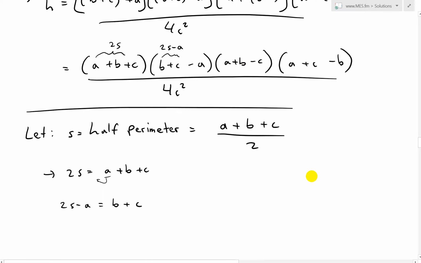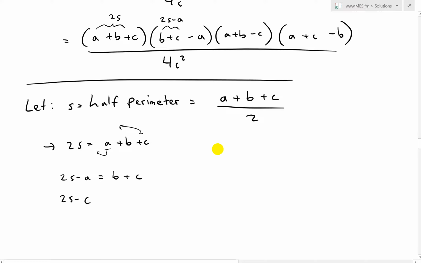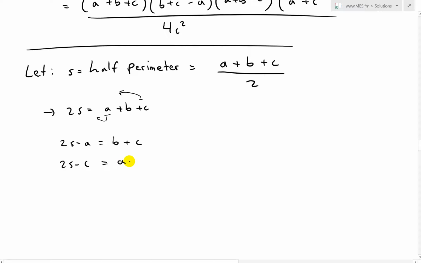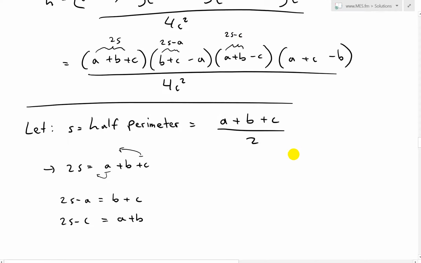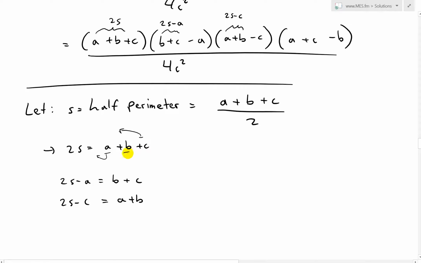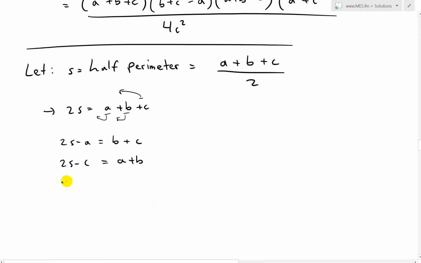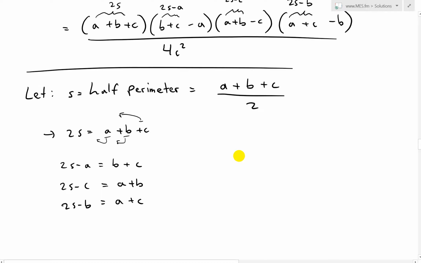And now here we have a plus b, so instead we'll do the c, move it over, so we have 2s minus c equals a plus b, like that. So that's just a plus b equals 2s minus c. And likewise here's a plus c, so we have a and c. We move the b to the other side, so we get 2s minus b equals a plus c, like that. So 2s minus b is a plus c.